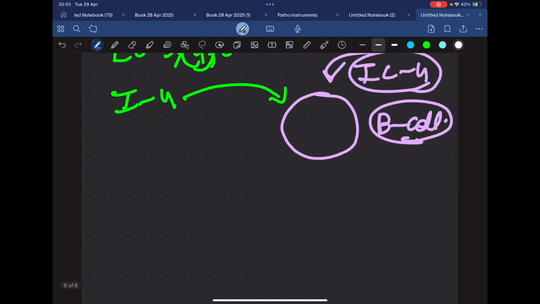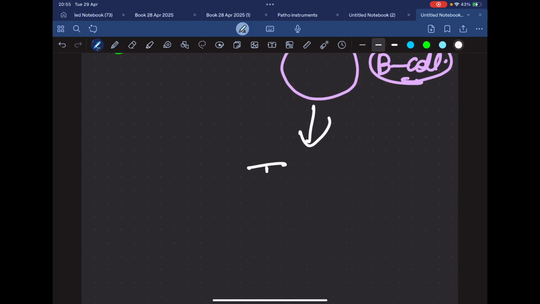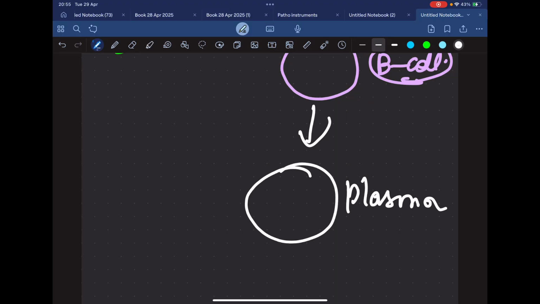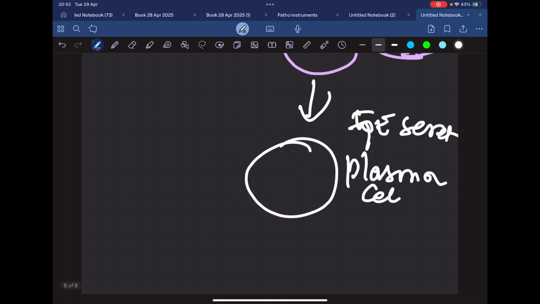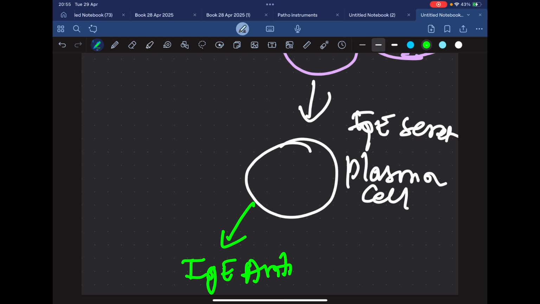The activated B cell is going to in turn activate the plasma cell, the IgE secreting plasma cell. So the plasma cell in turn secretes IgE antibodies. Until then, is it clear?